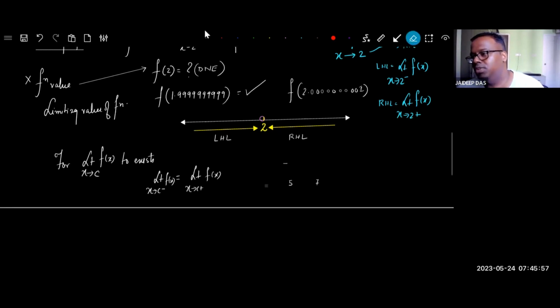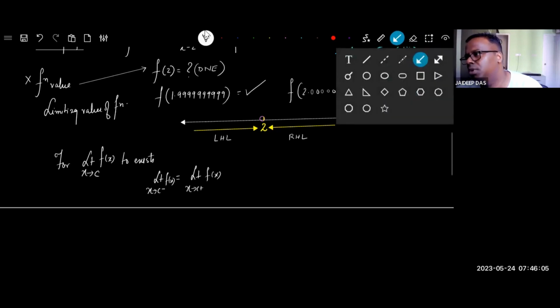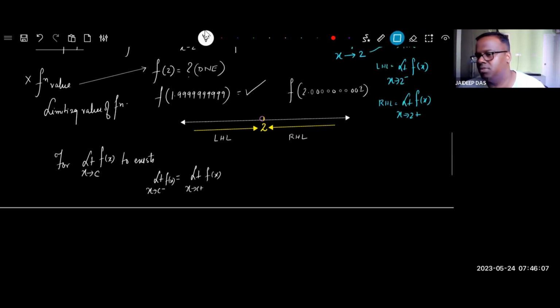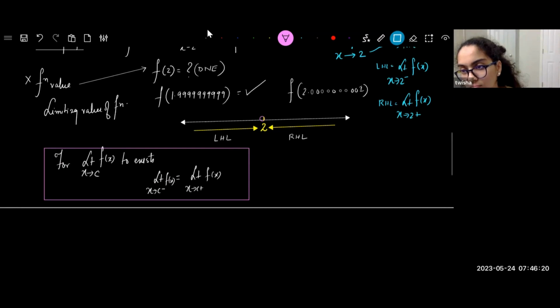So the left-hand limit has to coincide with the right-hand limit. It's a little bit of a detour from our original discussion, but because I've said this, it will help in your mathematics also. So the left-hand limit has to be equal to the right-hand limit for the limit of a function to exist. You've understood this? Okay, very good.